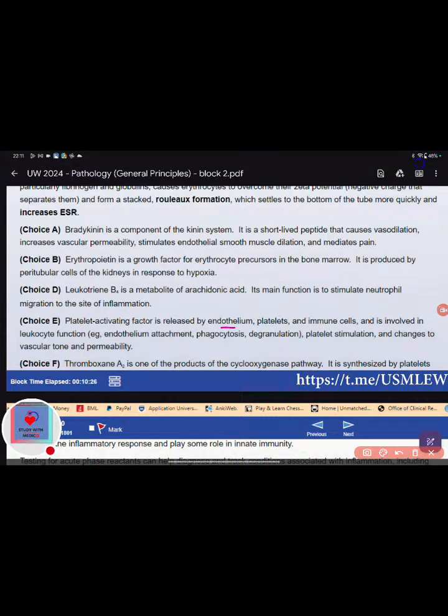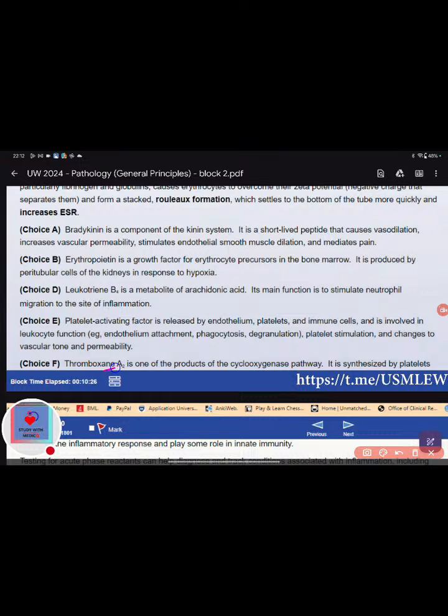Okay. Platelet activating factor is released by endothelium, as you already know, and by platelets and immune cells, and it's involved in leukocyte function. For example: endothelial attachment, phagocytosis, degranulation, platelet stimulation, and it changes the vascular tone and permeability.